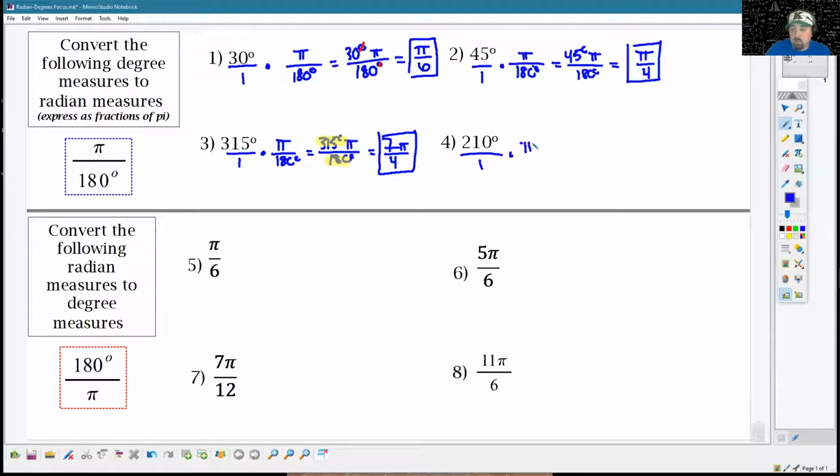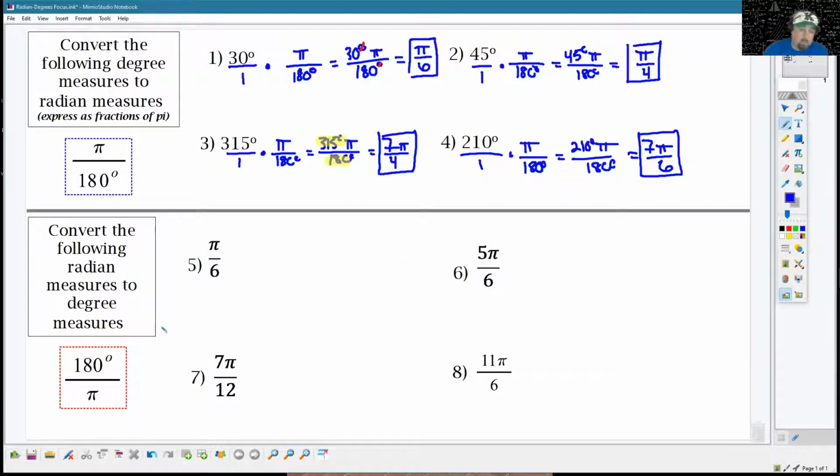210, same exact process. It does not matter what the angle is, the process is the same. So we're going to get 210 pi over 180 and figure out the fraction for 210 divided by 180, which is 7/6. So we get a 7 on the top with a pi and a 6 on the bottom.